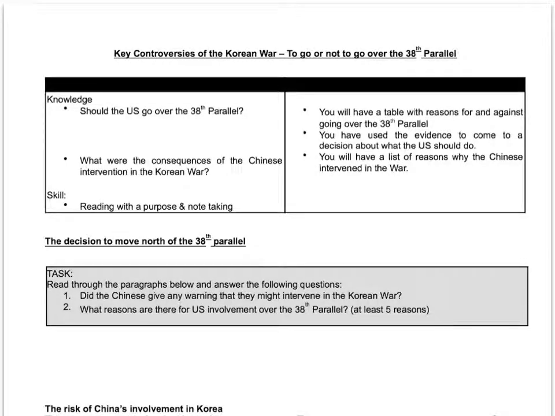Key controversies of the Korean War: to go or not to go over the 38th parallel. So the knowledge: should the US go over the 38th parallel? And what were the consequences of the Chinese intervention in the Korean War?